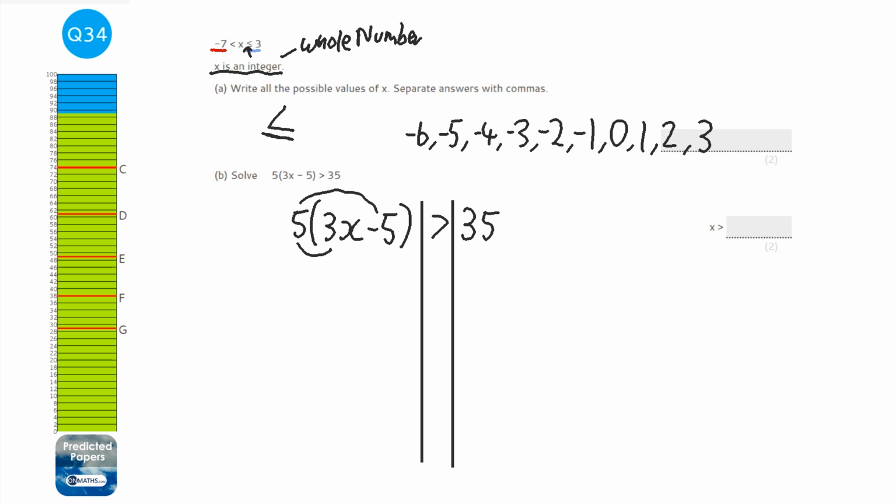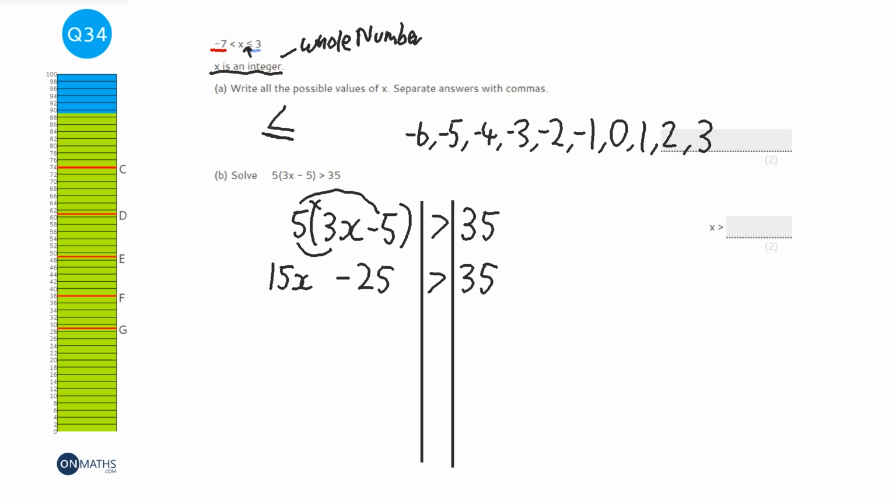So the first step is to expand the brackets. I do smiles and rainbows, but if you've got another method, that's fine. I'll put a little line there to remind me to times it. So 5 times 3x is 15x. And 5 times -5 is -25. Now you could have divided both sides by 5 and that would have been fine.